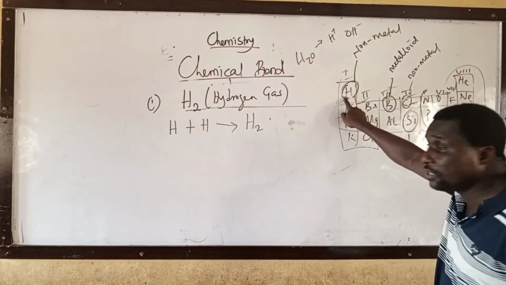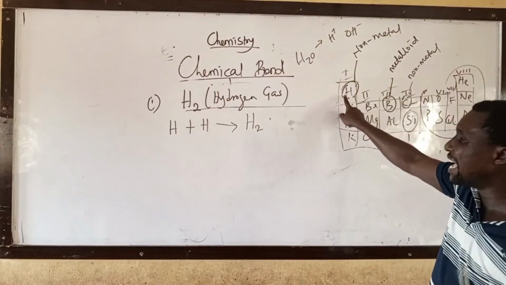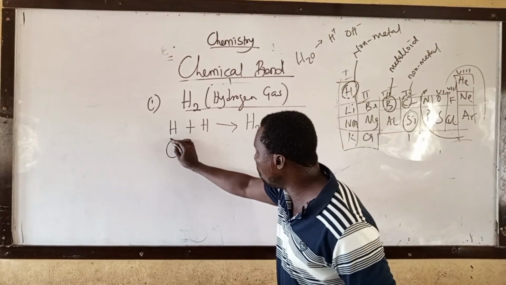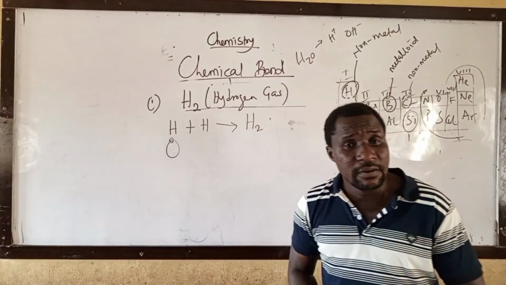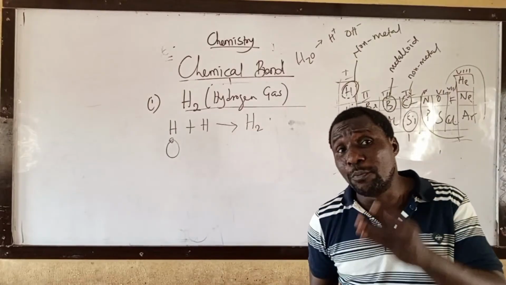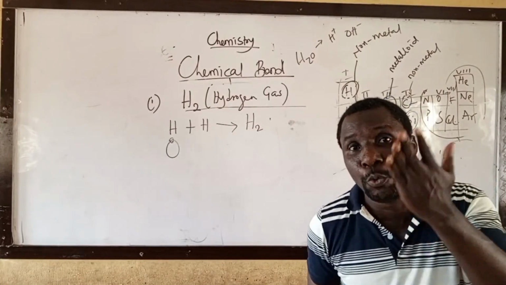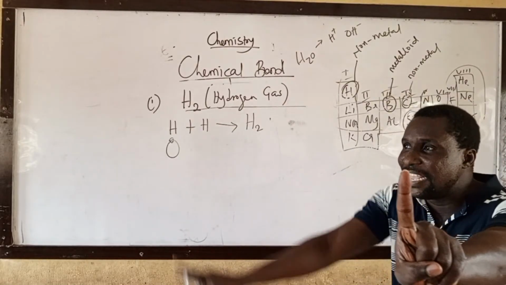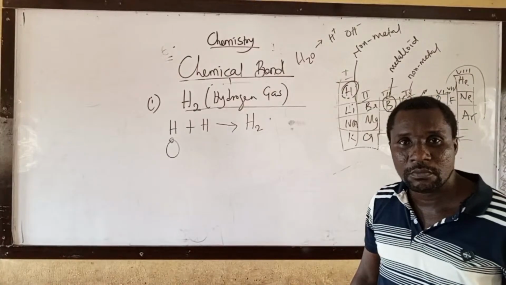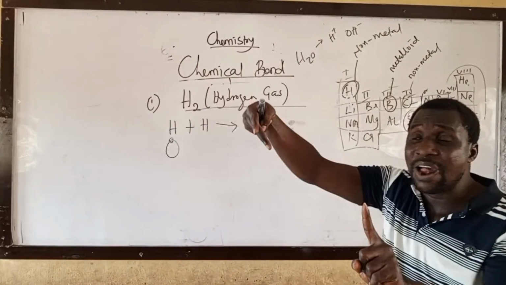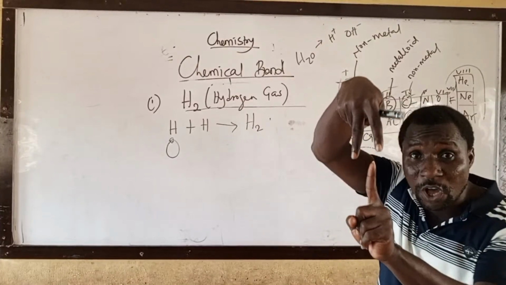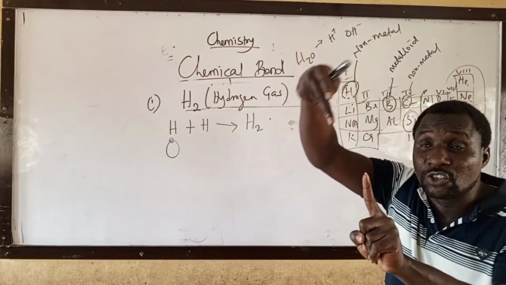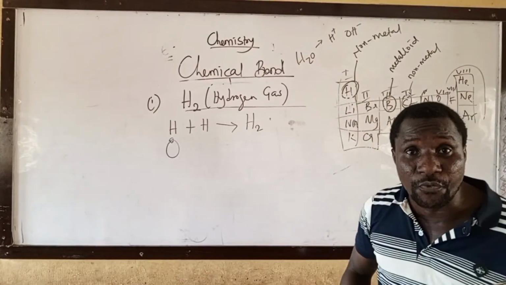But this hydrogen is found in group 1. It has 1 electron on the atomic shell. That means it has only 1 shell with 1 electron. And for this hydrogen to be stable, it needs to form a duplet, like helium. Helium has 1 shell, then 2 electrons on that 1 shell. When you have 2 electrons on K shell, which is the last shell, that means you form a duplet.